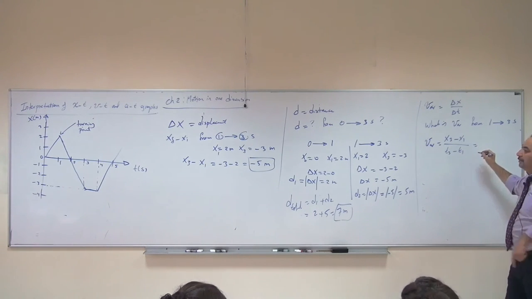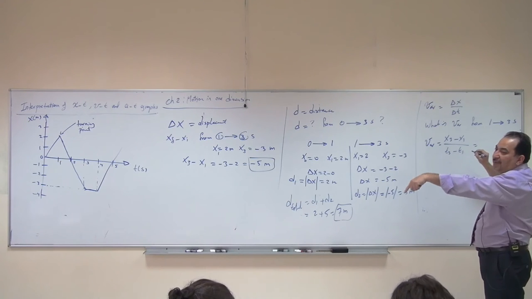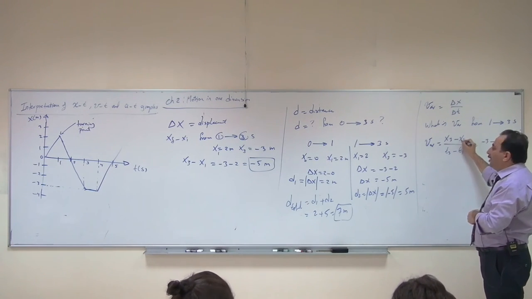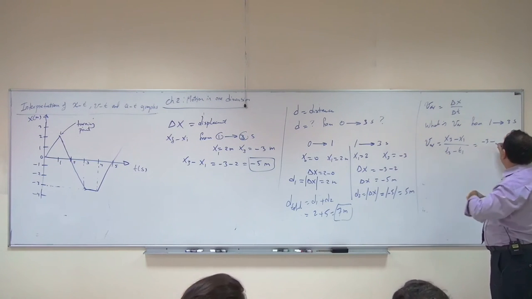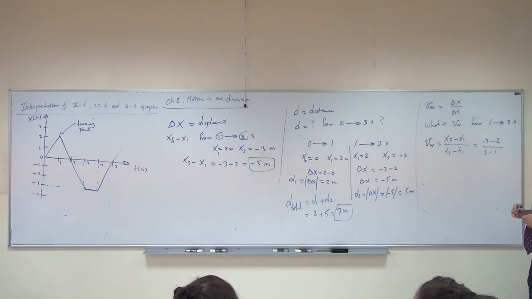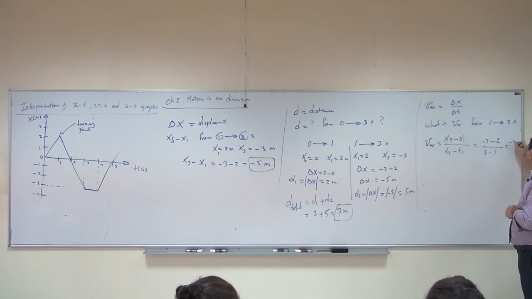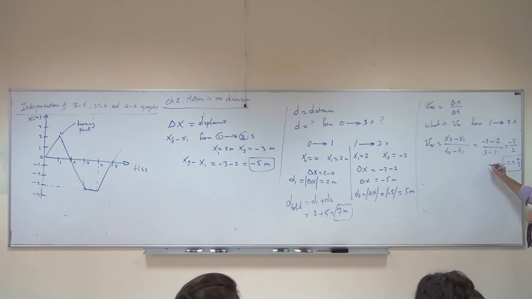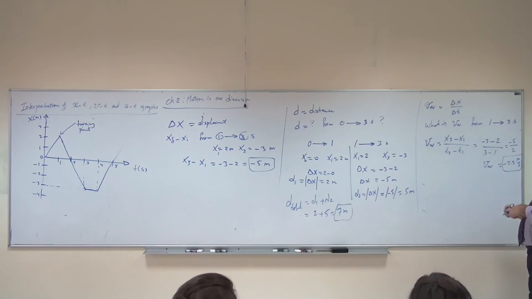What is x3? x at 3 seconds, minus 3. Minus x at 1, plus 2, over 3 minus 1, yeah? Minus 5 over 2, minus 2.5 meter per second. This is the average velocity from 1 to 3. Remember, for averages, you need start and finish time.